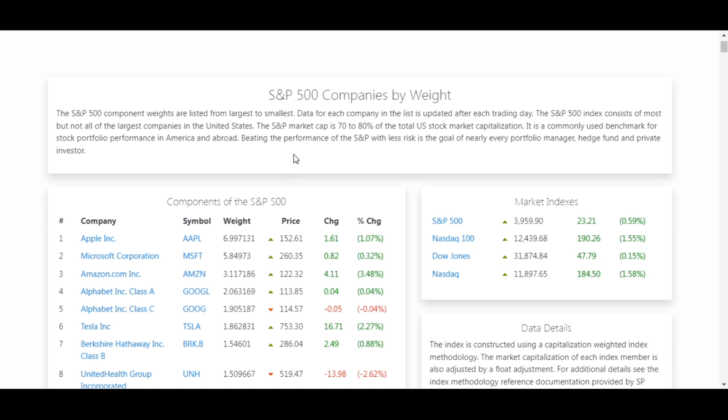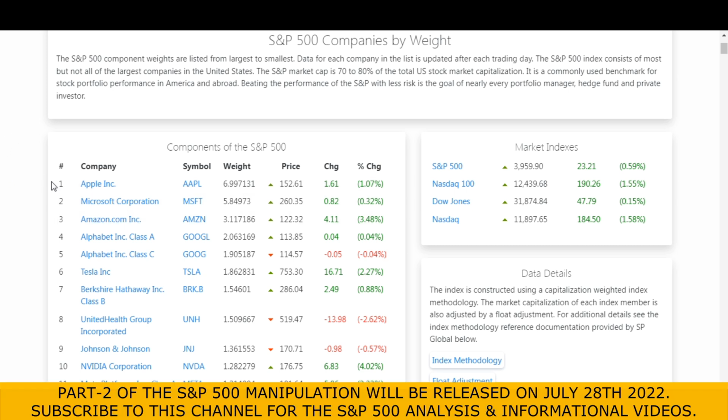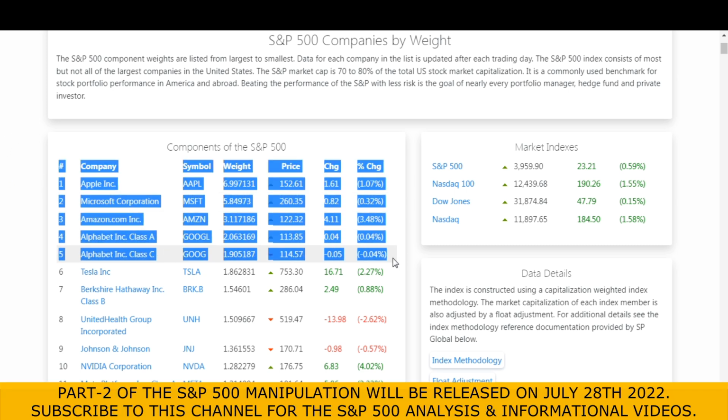Now when we talk about the S&P 500, we need to know what companies are in the S&P 500. There is a list of these companies. You can see we have Apple, Microsoft, Amazon, Alphabet, Tesla, and then some other companies. But if you look at the top 5 companies of the S&P 500, they are all tech companies.